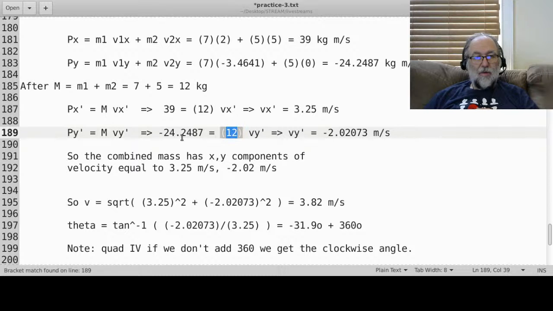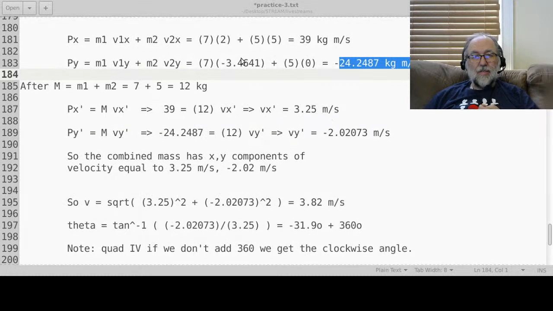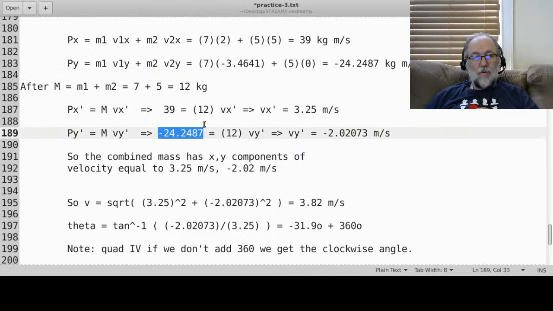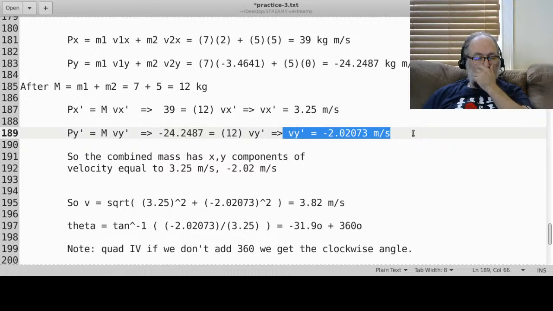M is 12, and vy primed is unknown. Okay, and the total momentum y component after, that's the same as before up here. Well, you can't see that. Let me scroll it down like that. Okay, so that total momentum y component after, that's the same right here. Okay, and then solving for vy primed, we get that number.